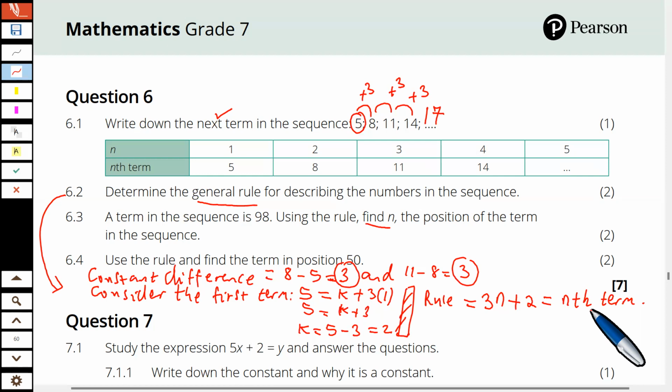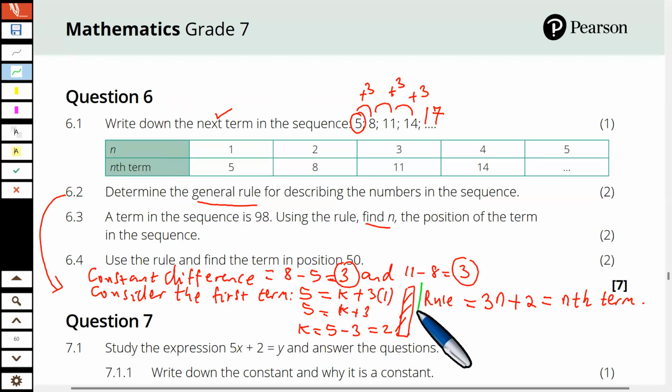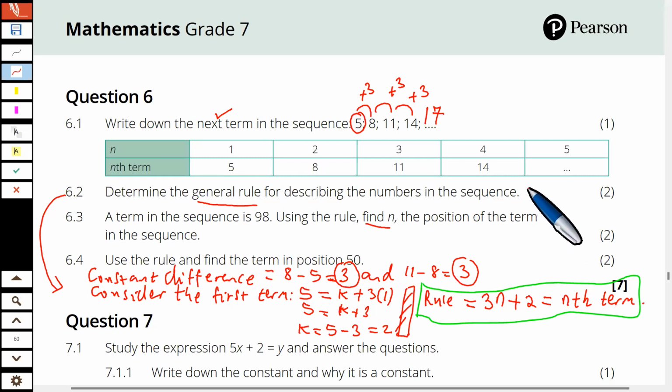Okay, and that is the answer. So the general rule they wanted here is this one here. So what is it in essence? The general rule they wanted is basically 3n plus 2. That is actually the general rule they wanted in this question. Okay, 6.3 to follow up now.